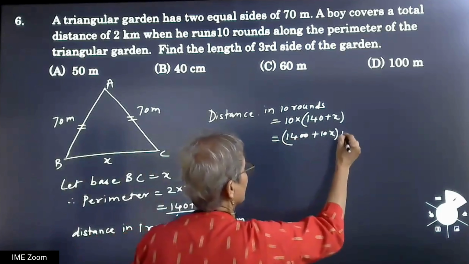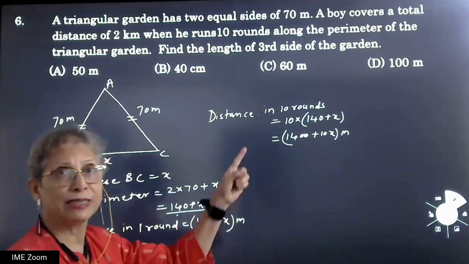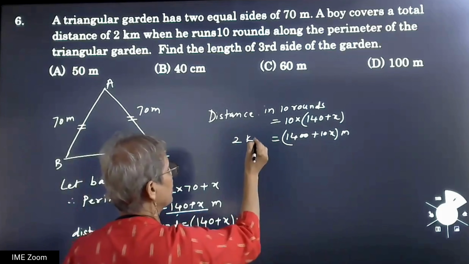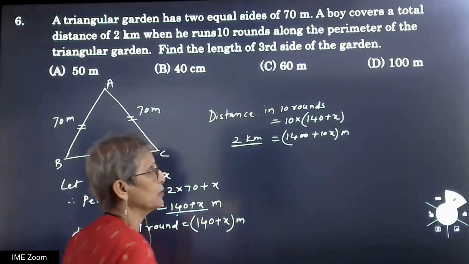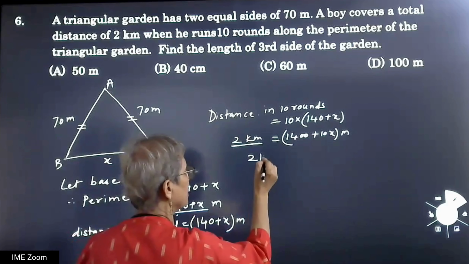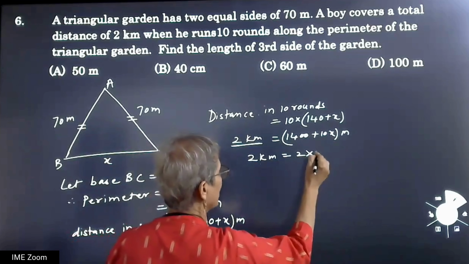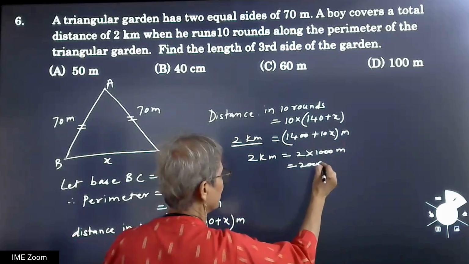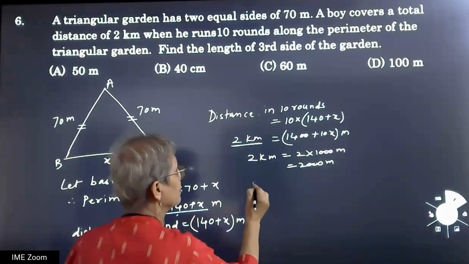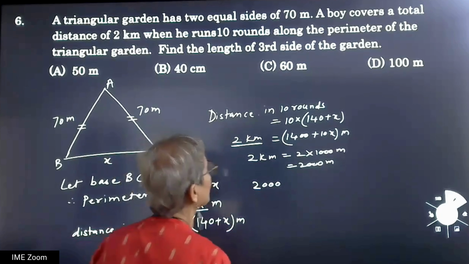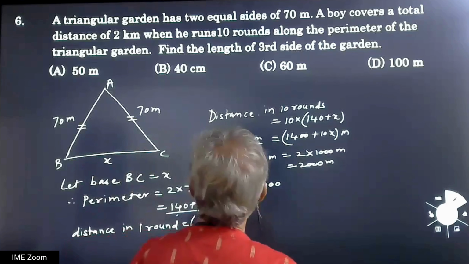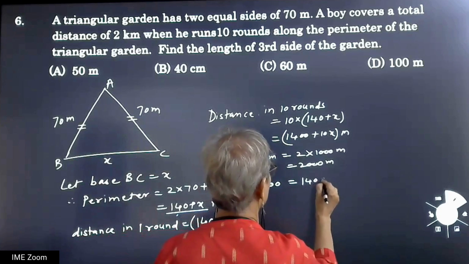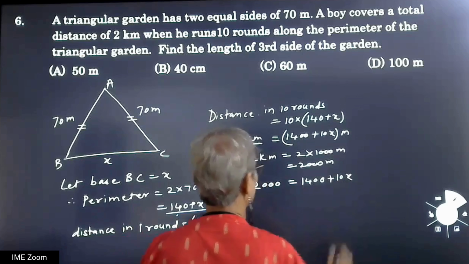These are meters. Be careful with these units. These are meters and distance given is 2 kilometers. So let us convert 2 kilometers into meters. So 2 kilometers equal to 2 into 1000 meters. And therefore it is 2000 meters. So let us write here 2000 meters is equal to 1400 plus 10x.